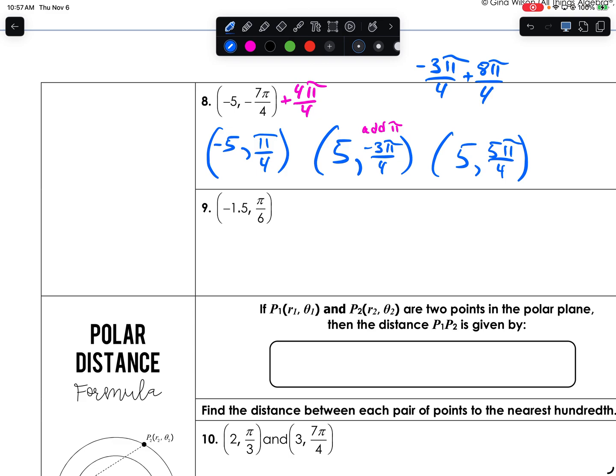Why is my phone all hot? It's burning up.